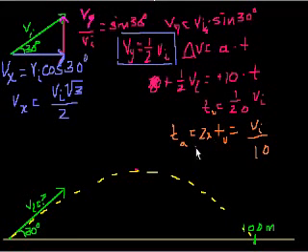Welcome back. Hopefully we figured out correctly that the total time in the air is this initial velocity in this direction divided by 10. Right? That's our total time in the air. And now, how far is the object going to go?